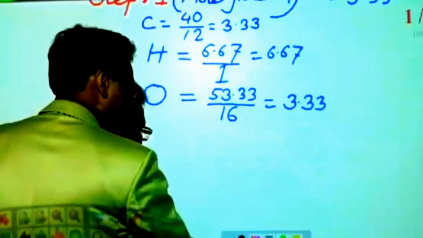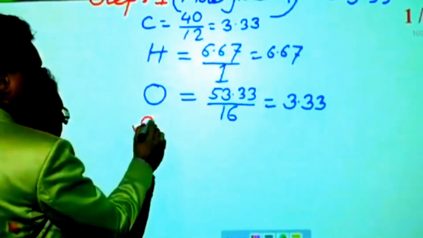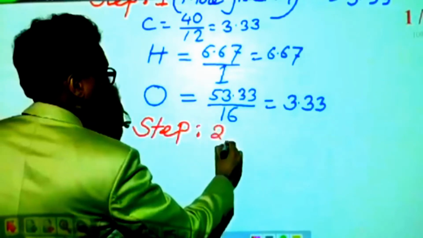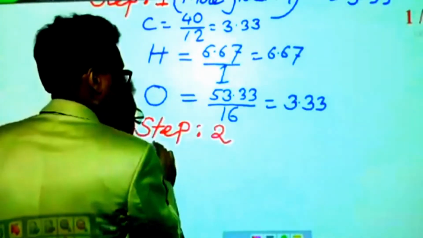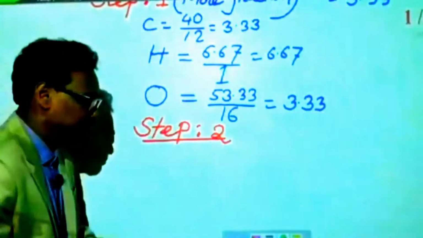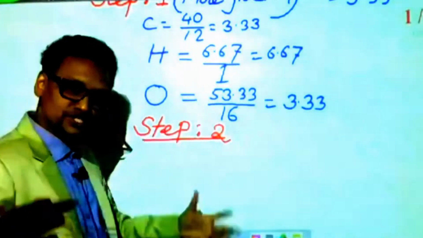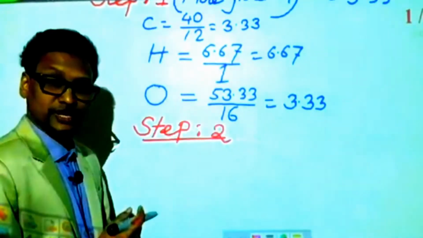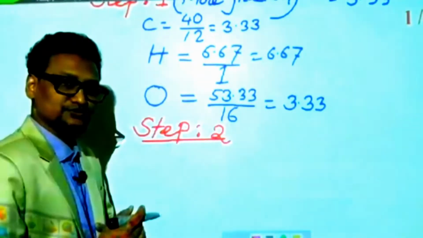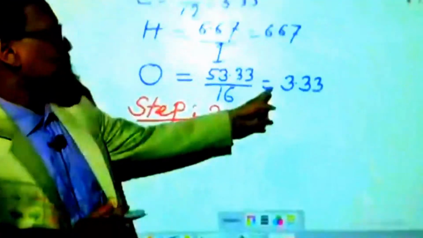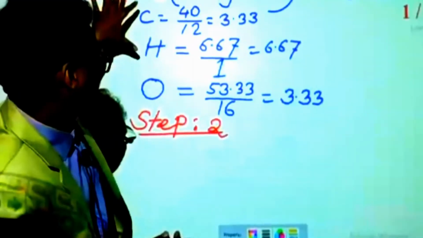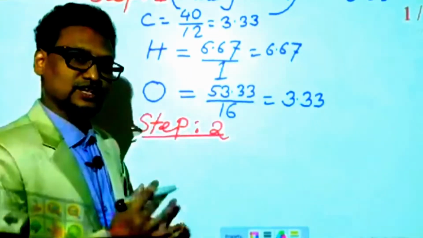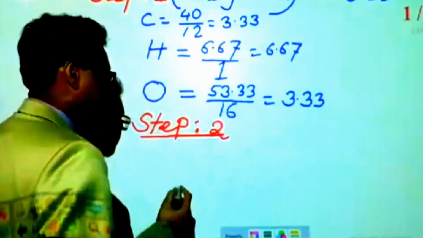So step 2, my dear, step 2 will be, what's that? What will happen? Step 2. To get the ratio of the atoms of the compound, it means the empirical formula, you have to divide by the smallest division the result which is obtained from the percent composition. Let's see.